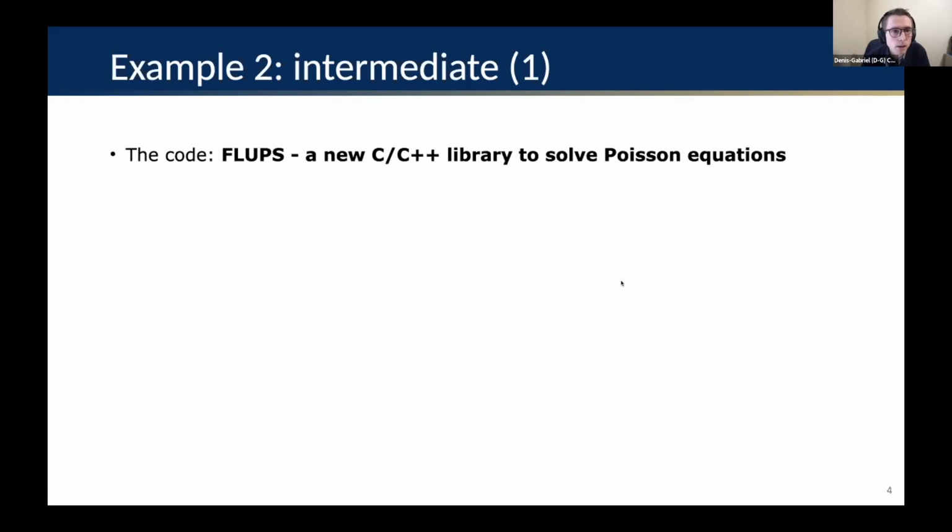Yeah, so that was kind of the first step. Now the second step was that new code that we developed. It's called FLUPS. It's basically a math library written in C and C++ to solve the Poisson equation. And so we started that development from scratch.